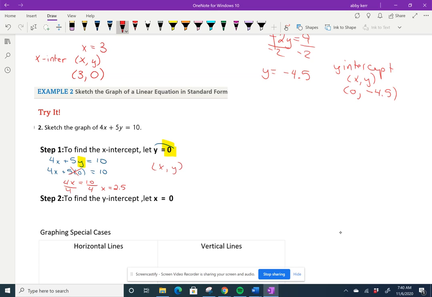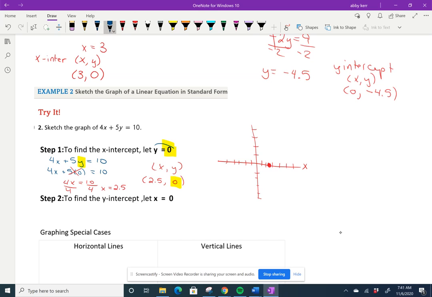Now remember, we want it as an ordered pair. Ordered pair is always x, y. We just found our x value to be 2.5 and then comma 0. I like to graph it as soon as I find it. So (2.5, 0) is right between 2 and 3 on the x-axis. Notice that my y value is 0 because that's what I told you it would be.